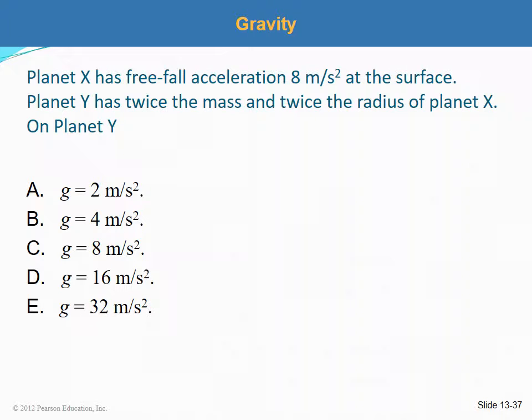Planet X has a free fall acceleration of 8 meters per second squared at the surface. Planet Y has twice the mass and twice the radius of planet X. On planet Y, g is equal to A, 2 meters per second squared, B, 4 meters per second squared, C, 8 meters per second squared, D, 16 meters per second squared, or E, 32 meters per second squared?